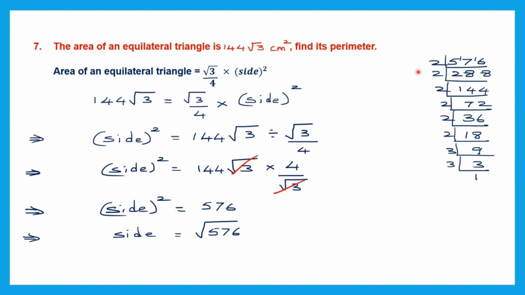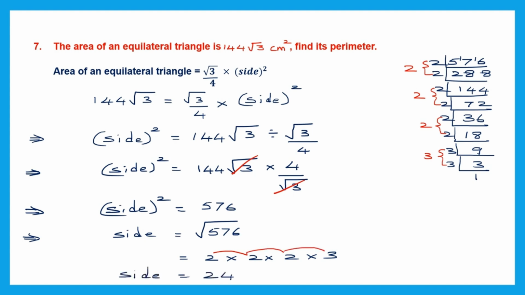Now what do we have to do? We have to pair up all these and get our root, square root of 576. So let's take the first pair of 2, so that makes it 2. Second pair 2. Then we have the third one and we have the 3's here. So let's write it all out here. That is 2 into 2 into 2 into 3. So 2 2s are 4, 4 2s are 8, 8 3s are 24. So the side, we have found the side now, and the side is 24 centimeters.